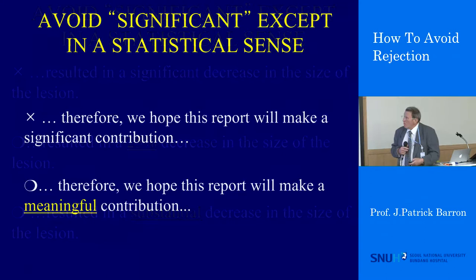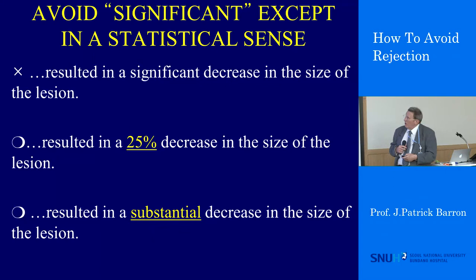And okay, to you, it's a significant decrease. But to me, the reviewer or the reader, I don't know, what do you mean by significant? 2%? 50%? So it's better to be more definite: resulting in a 25% decrease in the size of the lesion. "Substantial decrease," again, is sort of acceptable, but I would not recommend it. I would say 25% or greater decrease.